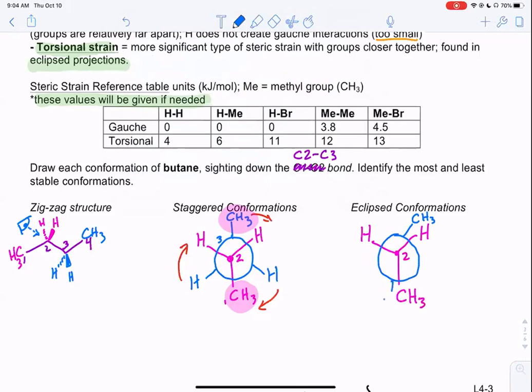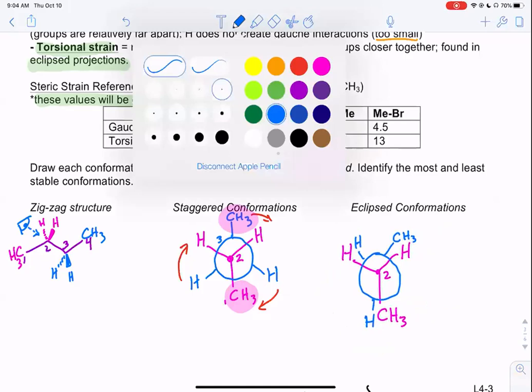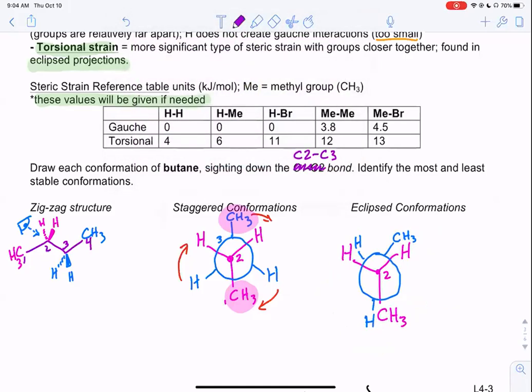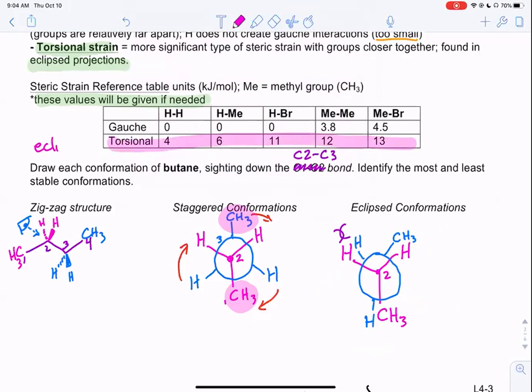This hydrogen is going to be eclipsing that methyl group and another one here. So let me move this guy over a little bit. We're going to be checking for the amount of strain in this eclipsed conformation. We'll see that there are two hydrogens eclipsing each other. This is where we look at our table. Torsional strain is going to go along with your eclipsing or eclipsed conformations.